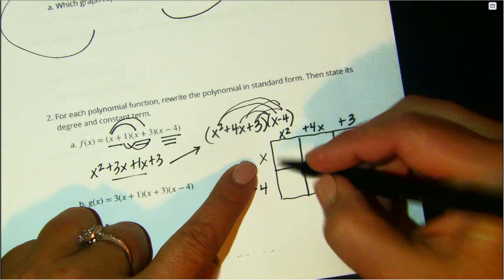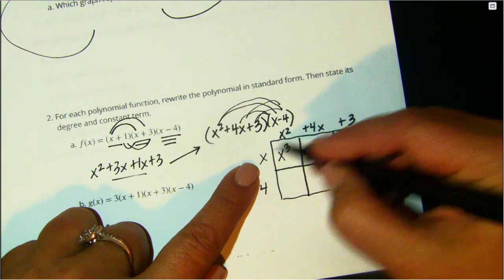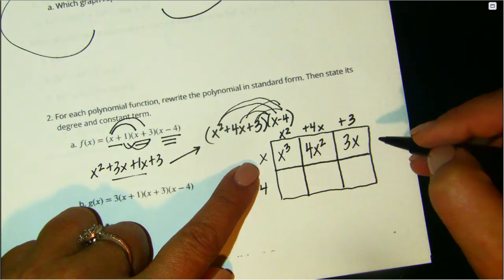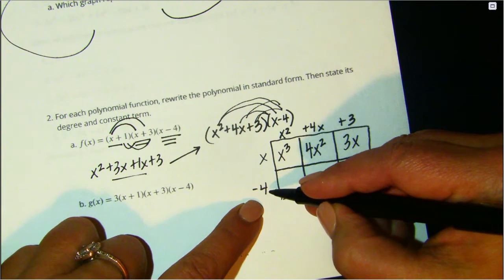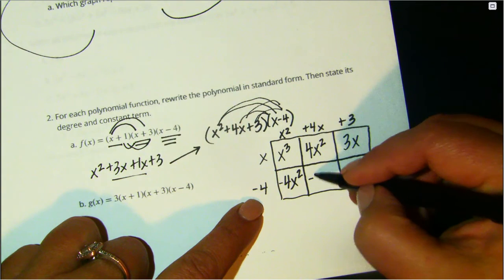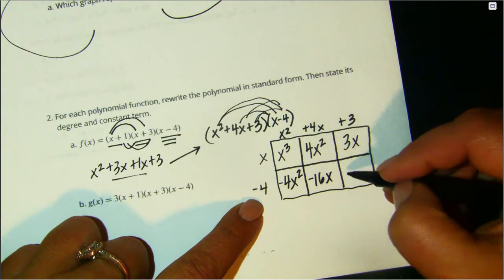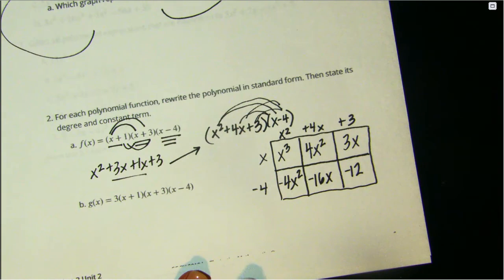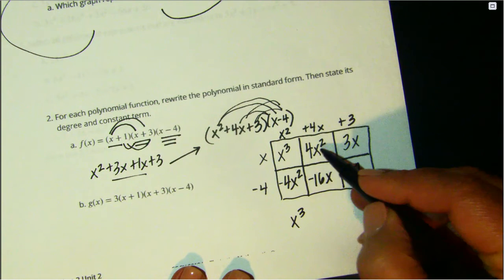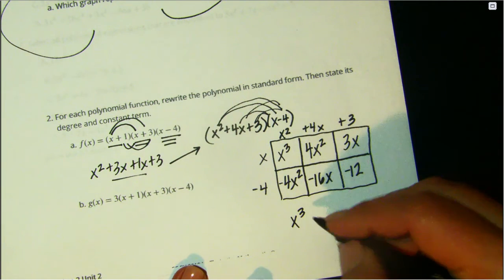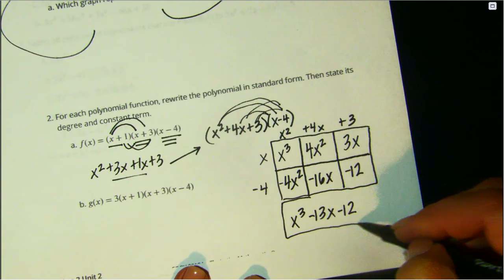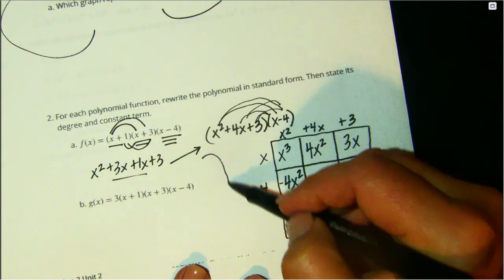So x times x squared is x to the third. X times 4x is 4x squared. X times 3 is 3x. Now I got to do -4 times everything. -4 times x squared. -4 times 4x. -4 times 3. And now I clean it up. I've got 1x to the third. Those 2 cancel each other. Those 2 make a -13x minus 12. So here's my answer. Final answer.